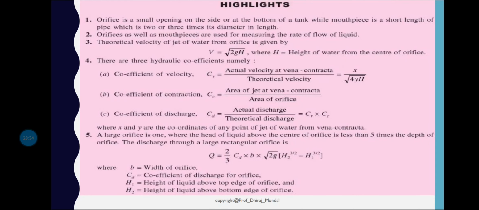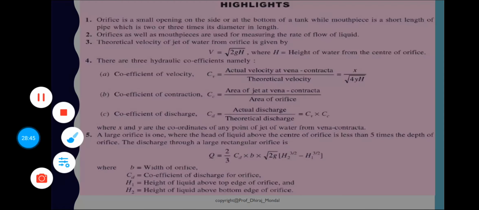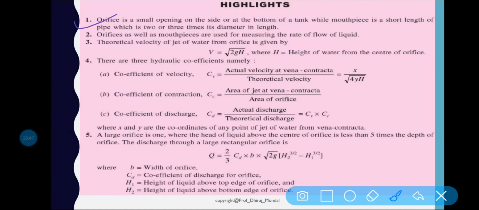Okay, now this is your highlight, that means the mouthpiece part. You need to know these formulas which are needed to solve the numerical. So first of all, what is an orifice meter? This is a small opening on the side or at the bottom of a tank, while a mouthpiece is a short length of pipe which is 2 or 3 times the diameter in length. This is the definition. Next, orifice as well as mouthpiece are used for measuring the rate of flow.